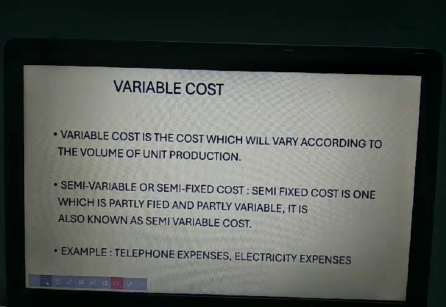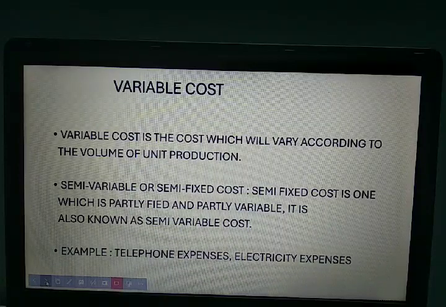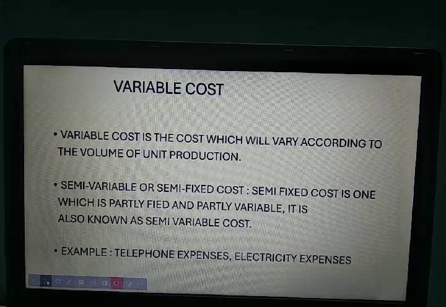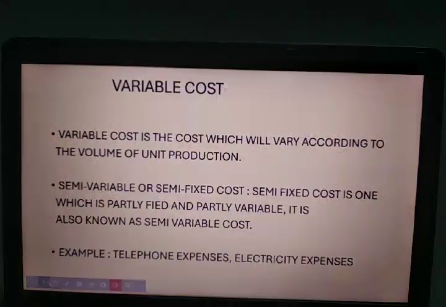Have you ever seen a telephone bill? In the telephone bill you will see there are fixed charges. The meter rent will be fixed, and depending upon the number of units you consume, accordingly that is the variable. Similarly for electricity charges also. So one portion will be fixed and another portion will be variable. So these are the things we can discuss for that. So today we have these things.